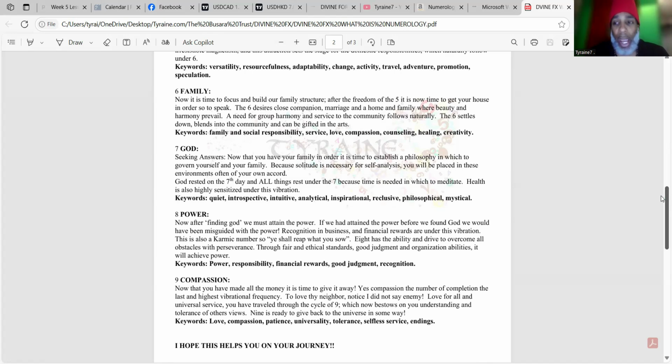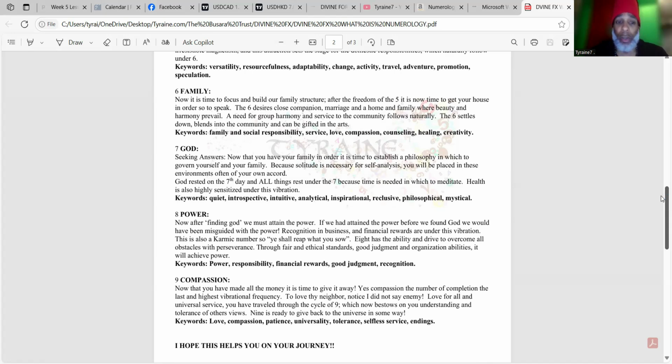Okay. So 8 represents power. Now, after finding God, we must attain the power. If we had attained the power before we found God, we would have been misguided with the power, right? Absolute power corrupts absolutely. Recognition in business and financial rewards are under this vibration. This is also a karmic number, so ye shall reap what ye sow. 8 has the ability to drive to overcome all obstacles with perseverance. Through fair and ethical standards, good judgment, and organization abilities, it will achieve power.